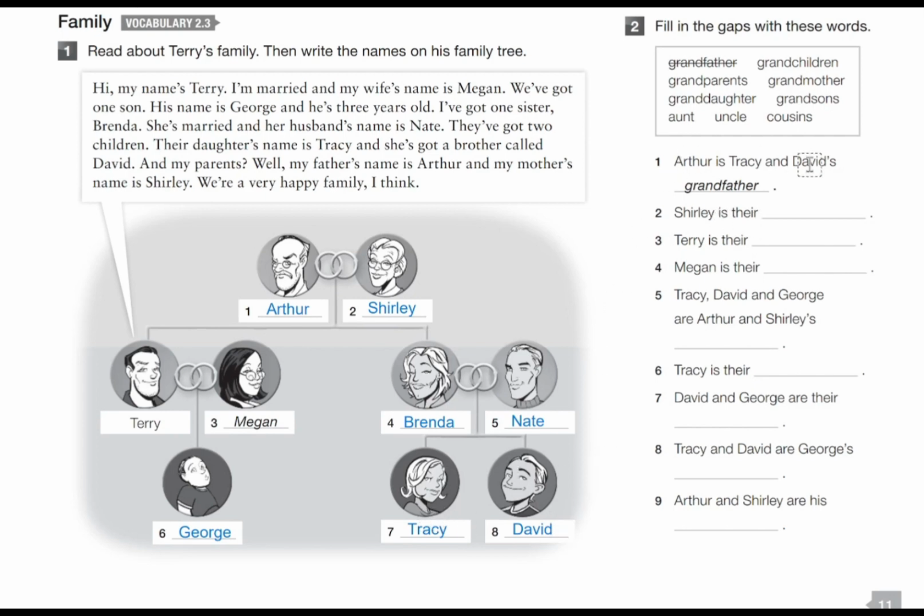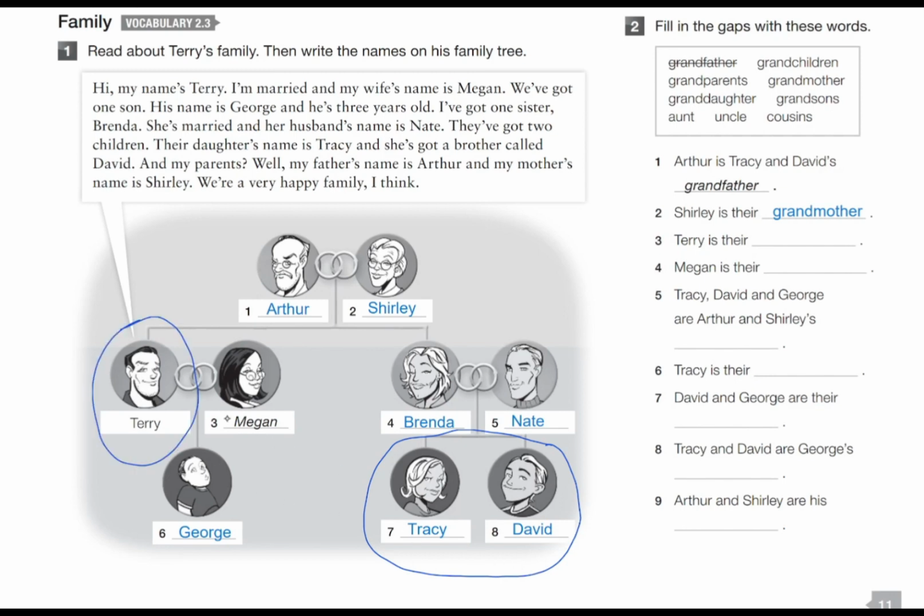Shirley is there. So when we say there, we're talking about Tracy and David. So Shirley is their grandmother. Terry is there. So we've got Terry here. So we're talking about Tracy and David. Yes, the focus is on Tracy and David, guys. So we need to find the relationship for them, right? And we're talking about the relationship between Terry and Tracy and David.